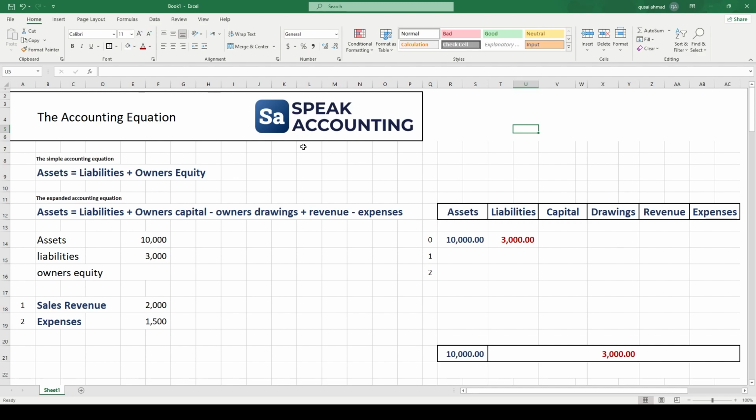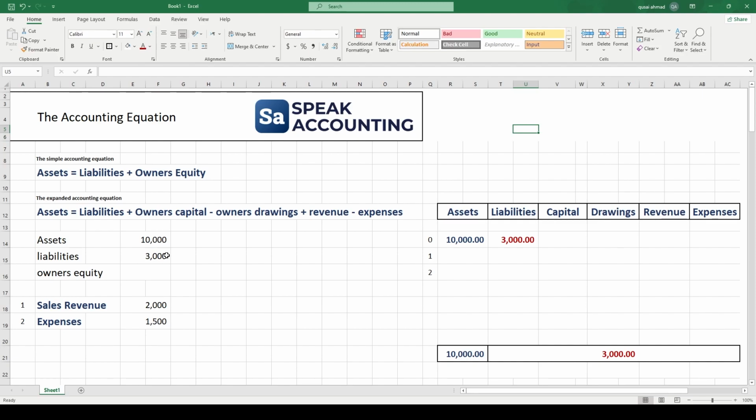On the other hand, when we talk about the expanded accounting equation, you can see assets equal liabilities plus owner's equity, and owner's equity in the expanded equation is owner's capital minus owner's drawings plus revenue minus expenses. Let me give you an example. Let's say you have assets 10,000, liabilities 3,000. What is your owner's equity?